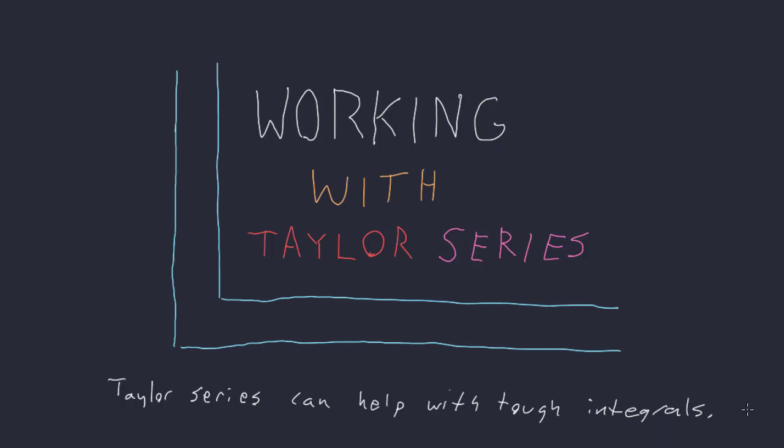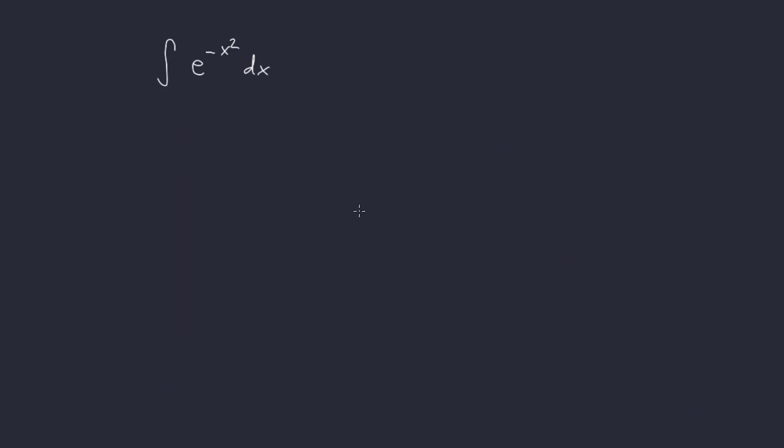Okay, so let me give an example of how this works. Let's talk about this function here. This integral, which is the integral of e to the negative x squared dx, has no explicit antiderivative rule, right? We can't do a u substitution. There's actually no rule that we can utilize here to integrate this.